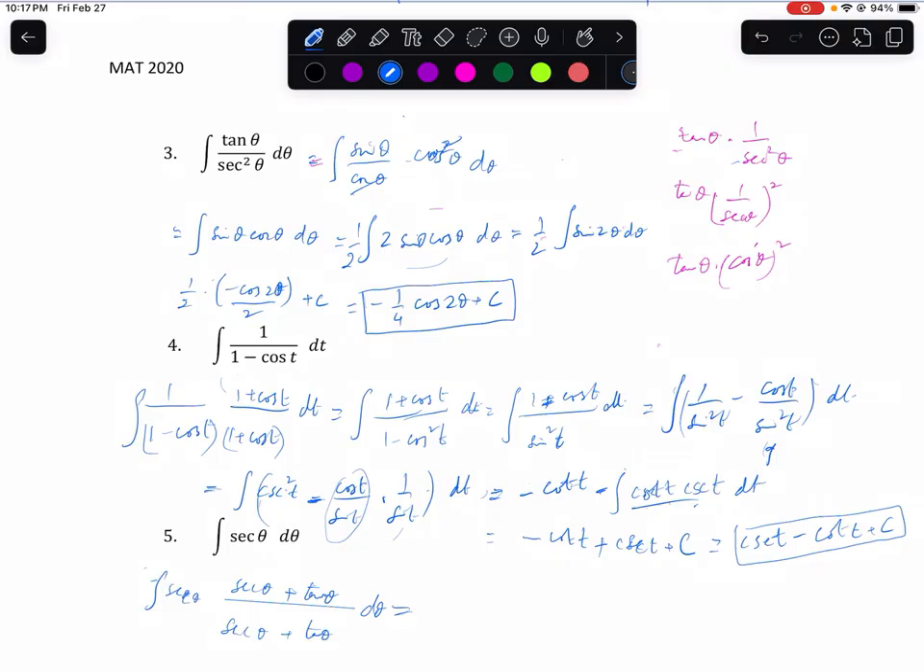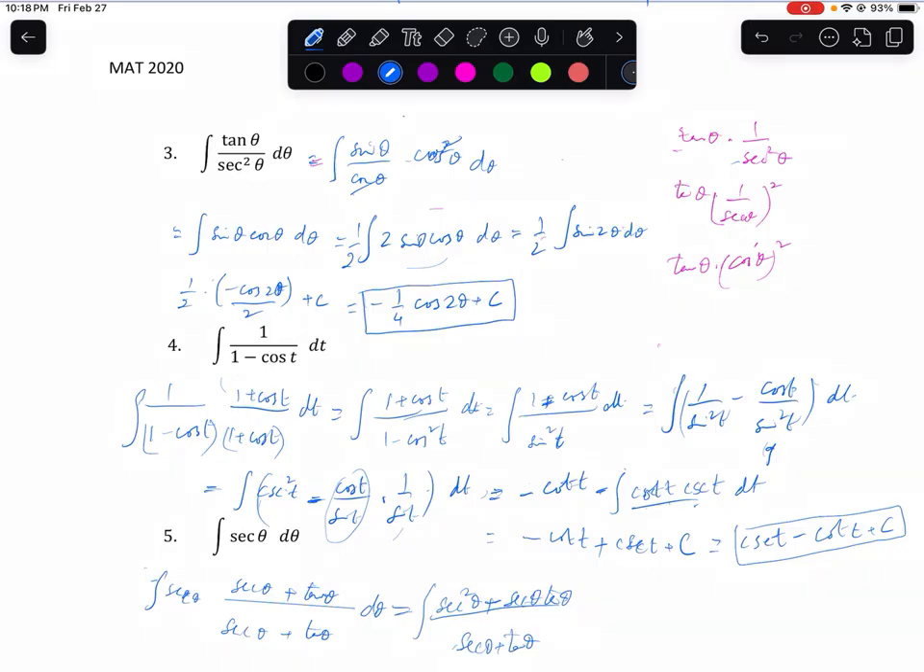Now when we multiply by secant theta, we get secant square theta plus secant theta times tangent theta. And at the bottom I have secant theta plus tangent theta. Now you see secant theta plus tangent theta can also be written as tangent theta plus secant theta.